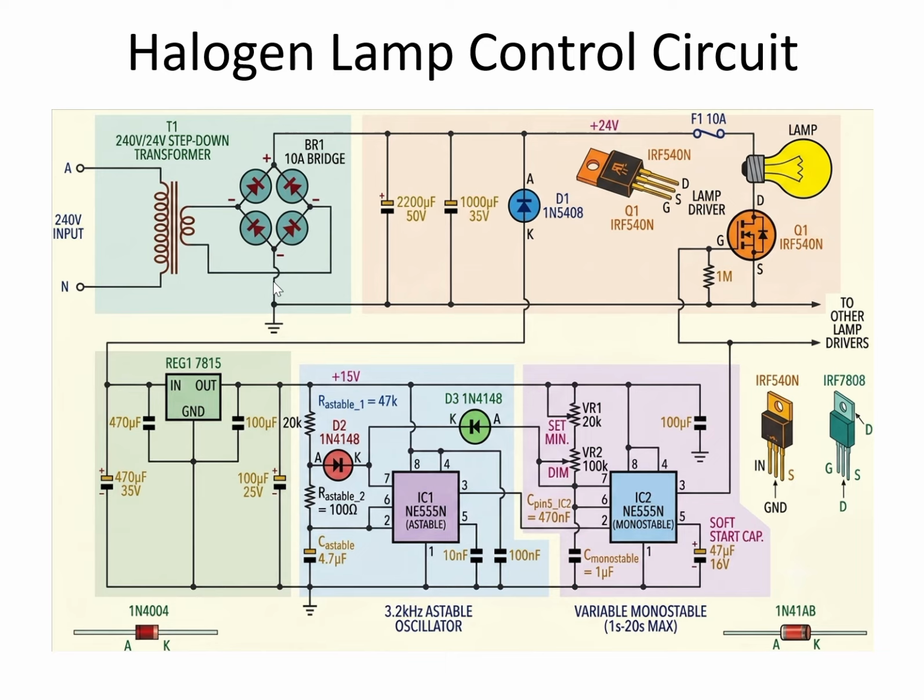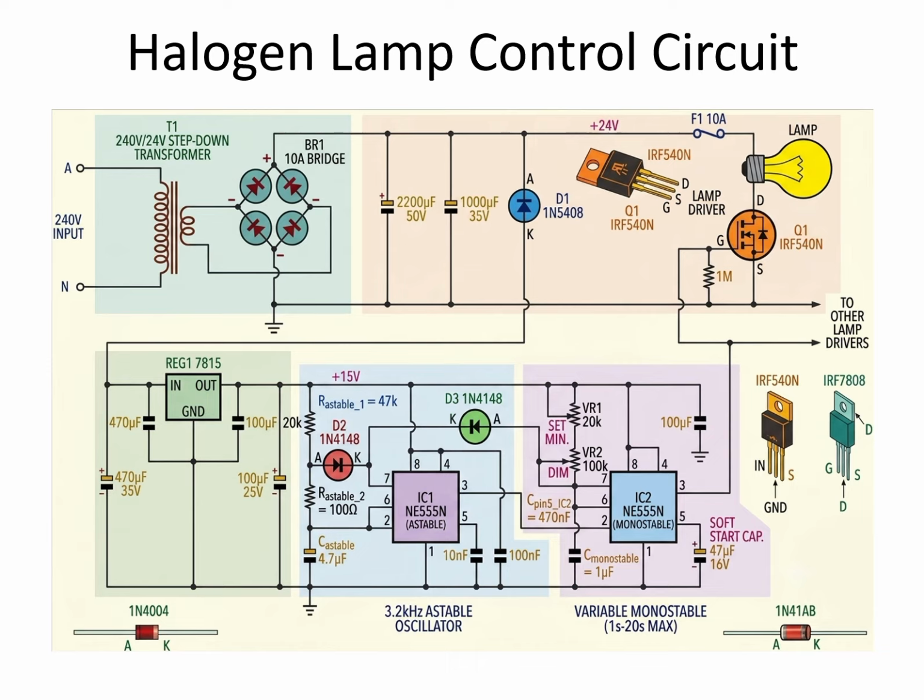Let us see how this circuit works and how its brightness and parameters are controlled using this circuit. Halogen lamps have a very low resistance when cold, causing a large inrush current at switch on. This high starting current reduces lamp life by stressing the filament. This circuit overcomes the problem by gradually increasing the lamp current during startup.